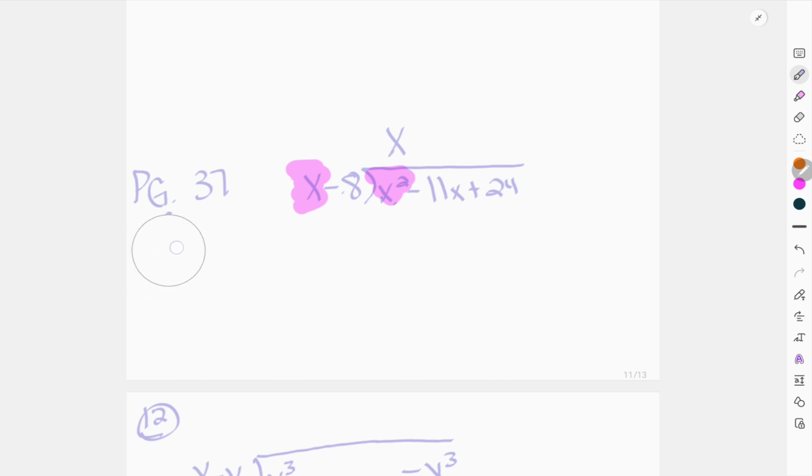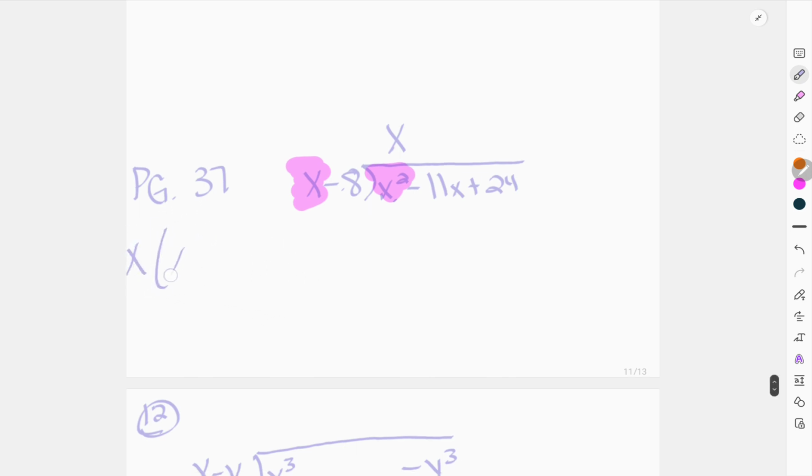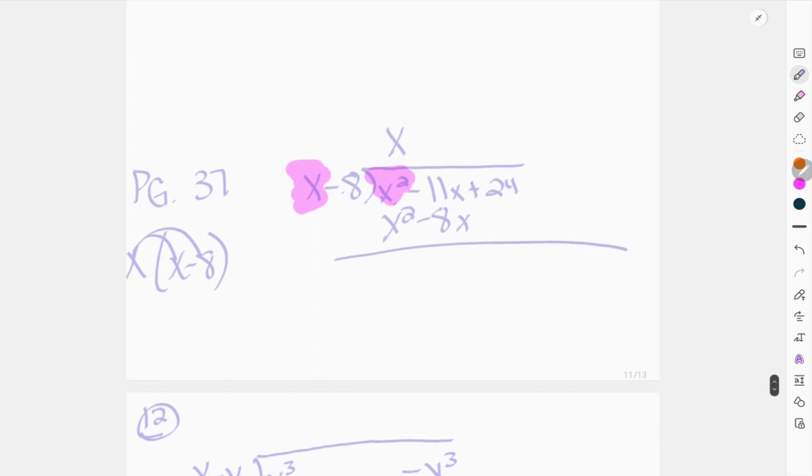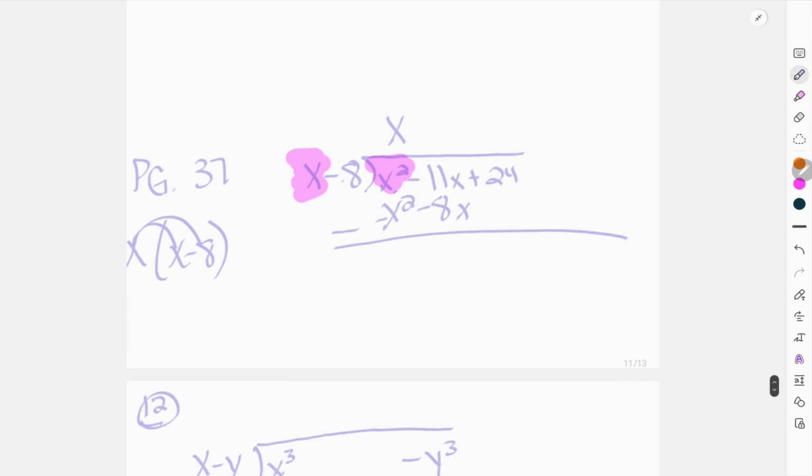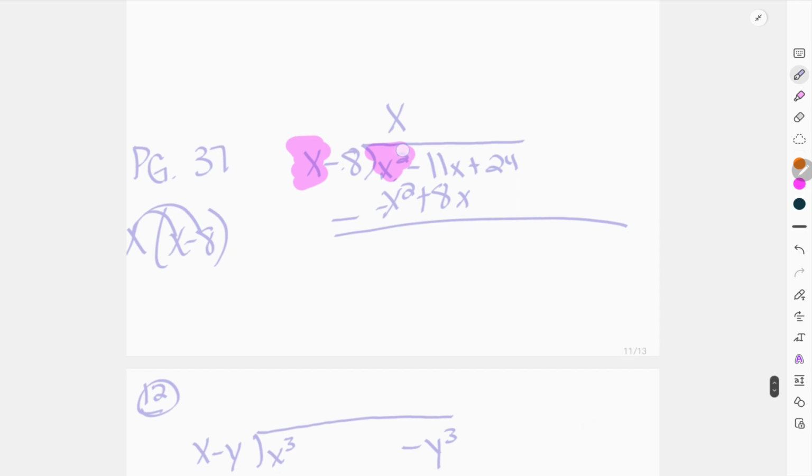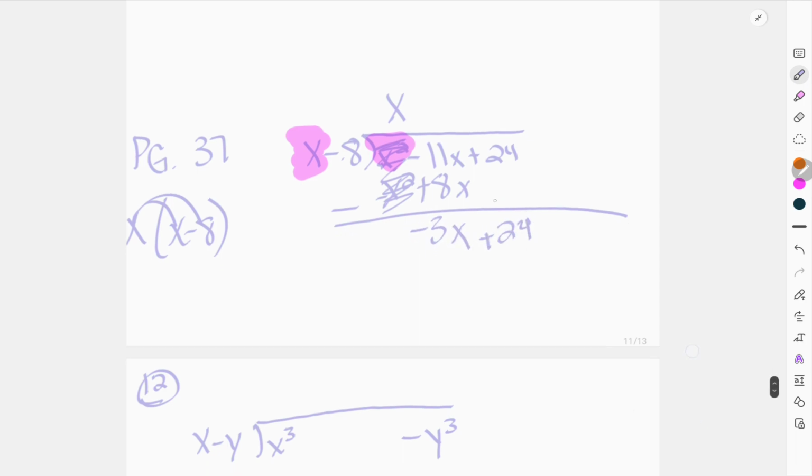Then I'm going to multiply x times x minus 8. So x times x is x squared. X times negative 8 is negative 8x. Okay, so when you subtract, it changes that x squared to a negative, and that negative 8x to a positive. X squared minus x squared is 0. Negative 11x plus 8x is negative 3x. Bring down that positive 24.